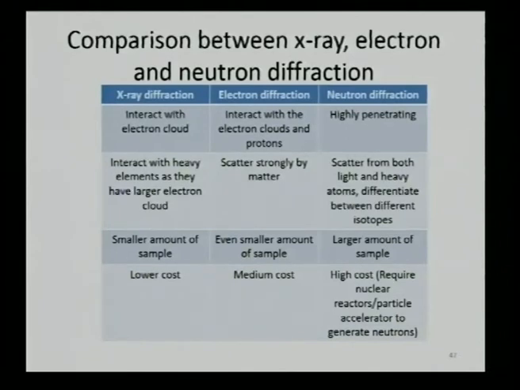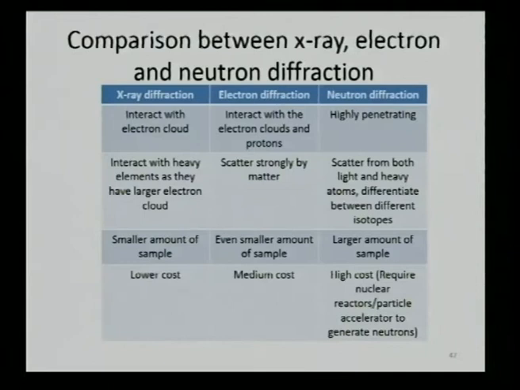In electron diffraction, electrons interact with both the electron cloud and also the protons of the sample. There is a possibility that the electron interacts with more than one atom. This makes the interpretation of the diffraction pattern more difficult.